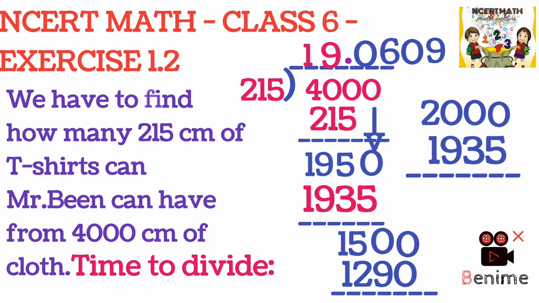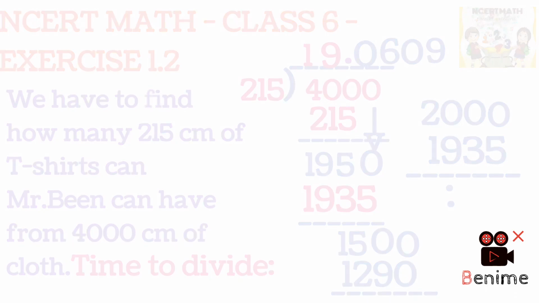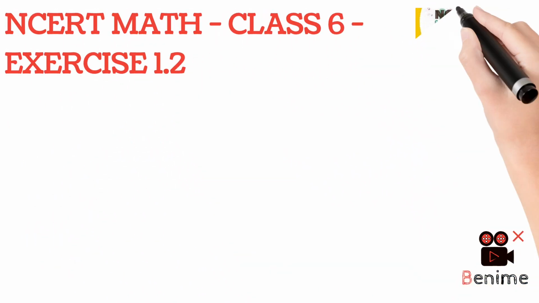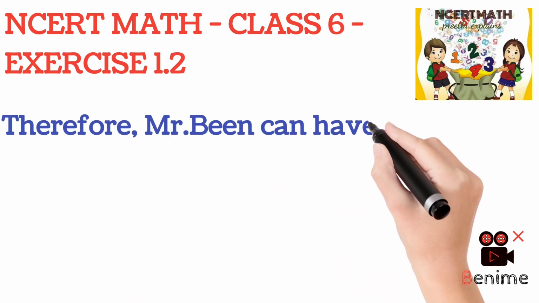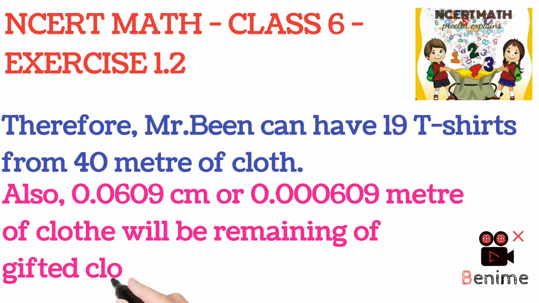It will go on. So the answer, that means the approximate value, will be 19.0609. When you are doing this division, after the decimal there will be 10 digits, but we take the first 4 digits for our answer. So the solution is: Mr. Bean can have 19 T-shirts from 40 meter of cloth, and also 0.0609 centimeter. Otherwise, we can convert it into meter as 0.000609 meter of cloth will remain of the gifted cloth.